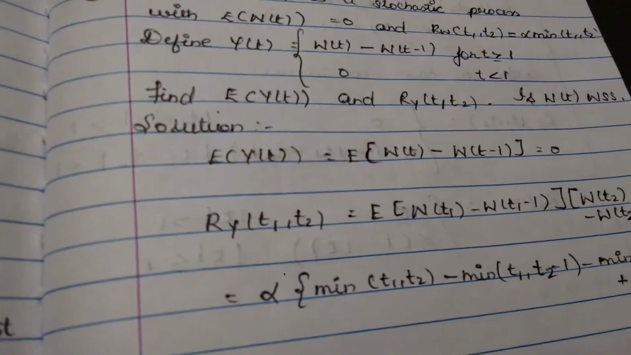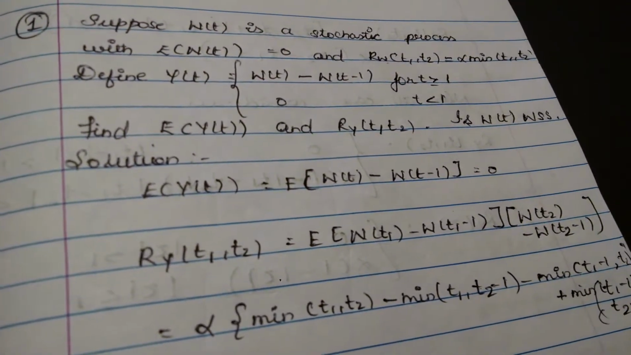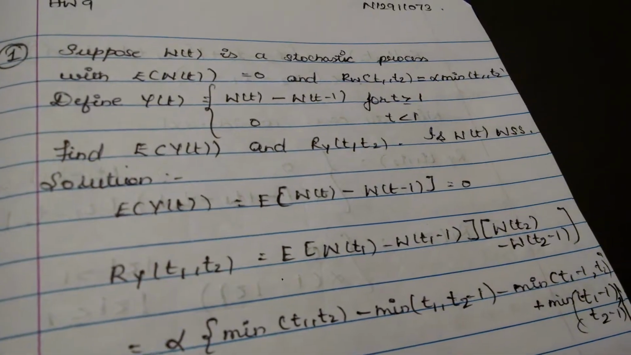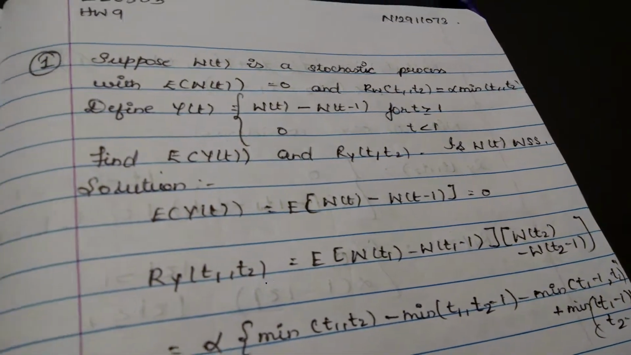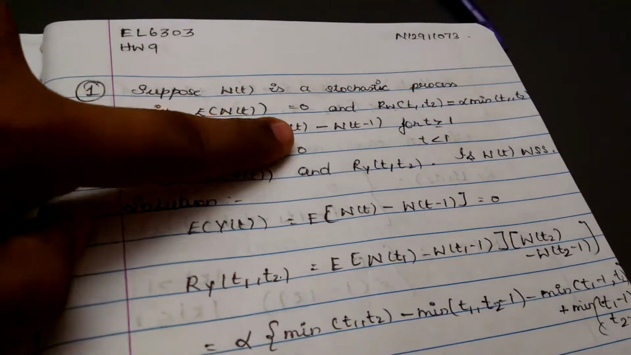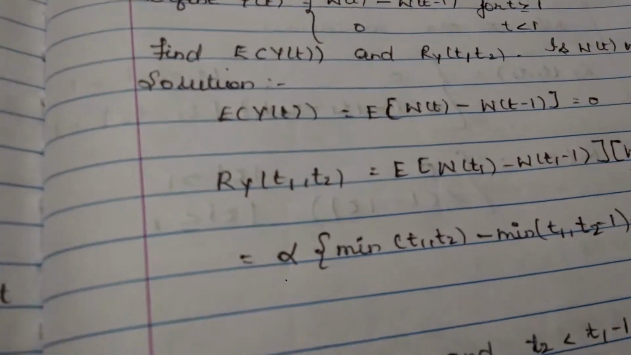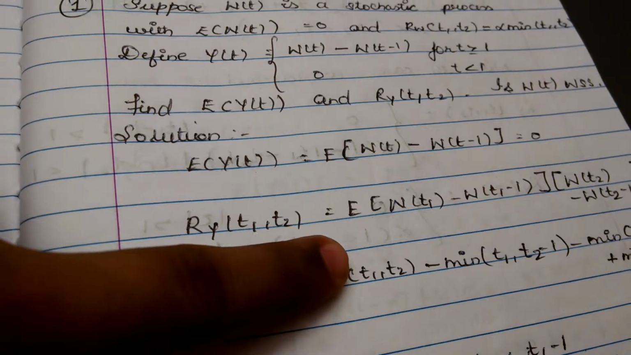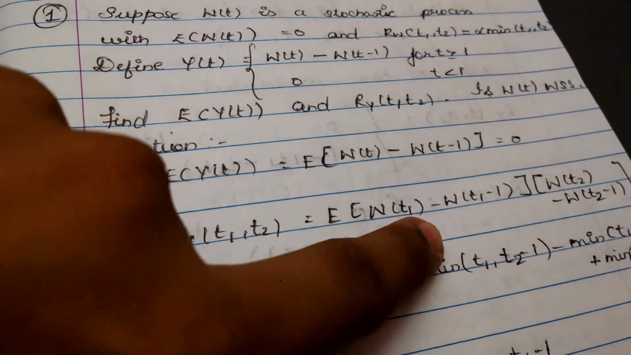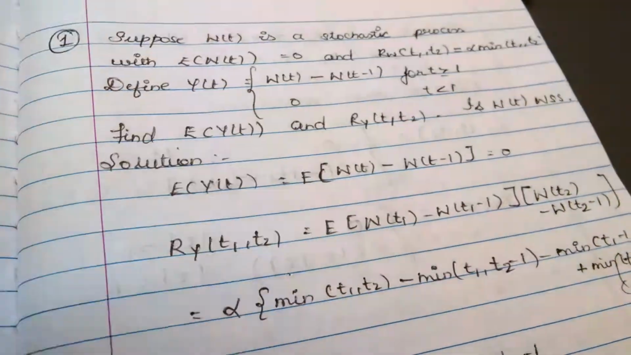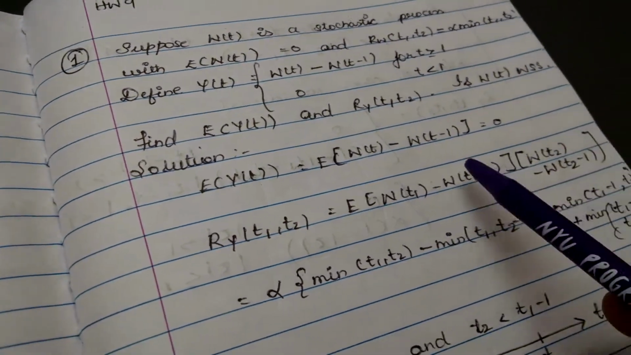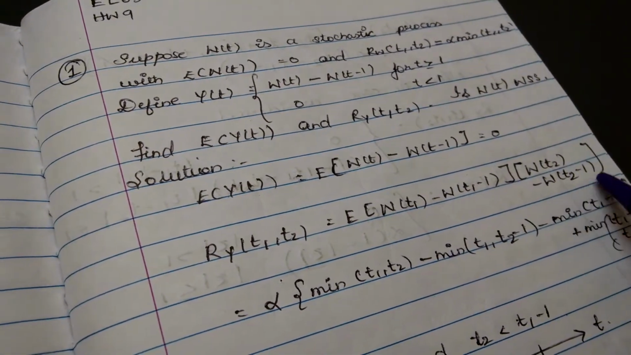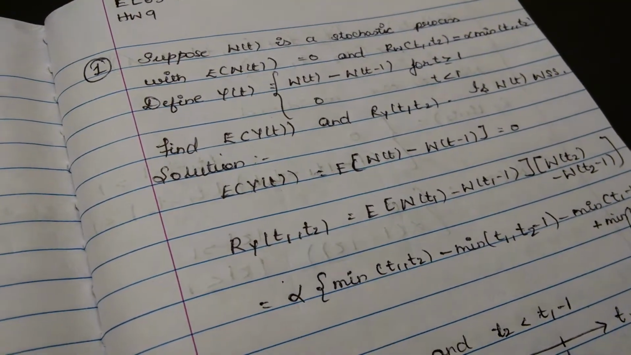So the solution is, the mean is E of W(t) minus W(t minus 1), which is 0 because we know that the mean of W(t) is always 0. Now coming to autocorrelation, we can see that Ry(t1, t2) is E of W(t1) minus W(t1 minus 1) into W(t2) minus W(t2 minus 1), because it's t1, t2.